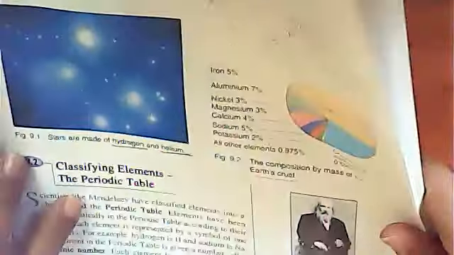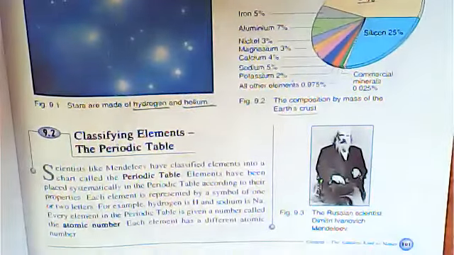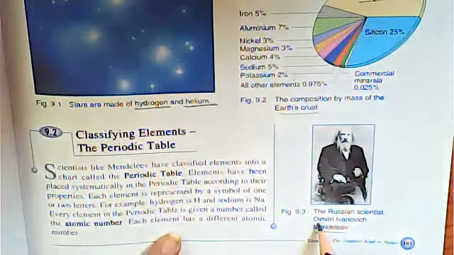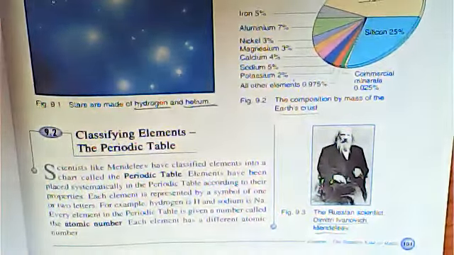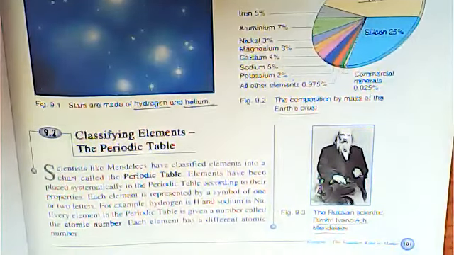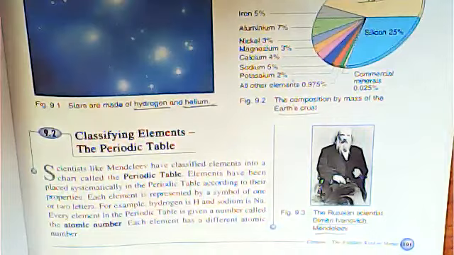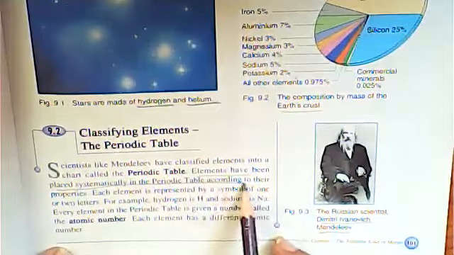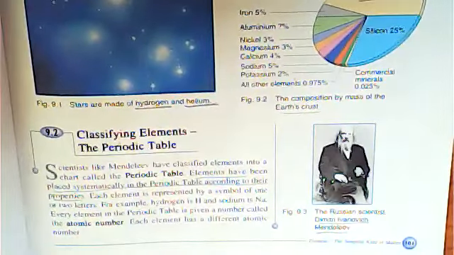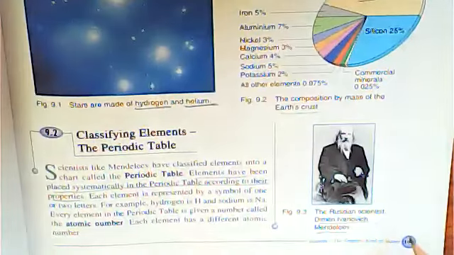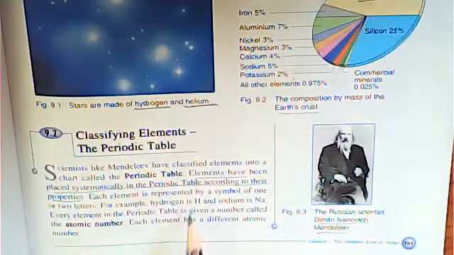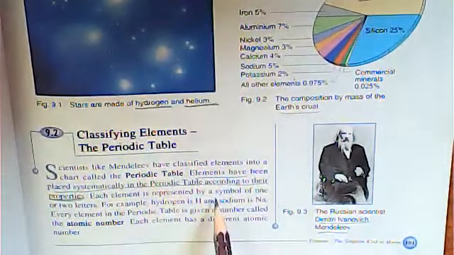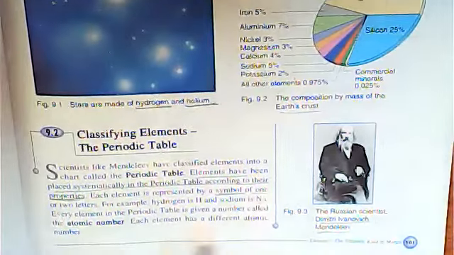Okay, now at the beginning, so many scientists proposed different types of classification of the elements, but it was Mendeleev, Dmitry Ivanovich Mendeleev, whose idea was most successful to arrange the elements in a periodic table. Okay, why? Number one, elements have been placed systematically in the periodic table according to their properties. Number one, he placed the elements according to their properties. After that, each element is represented by a symbol of one or two letters.